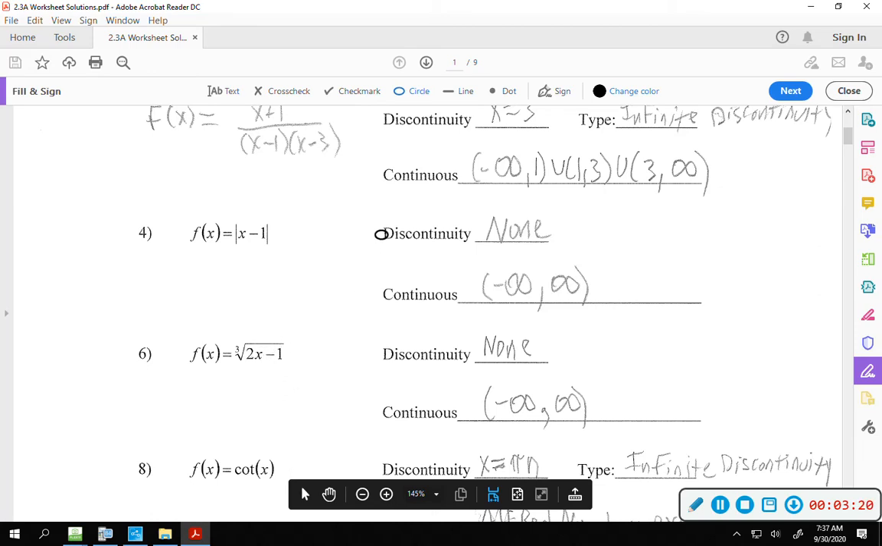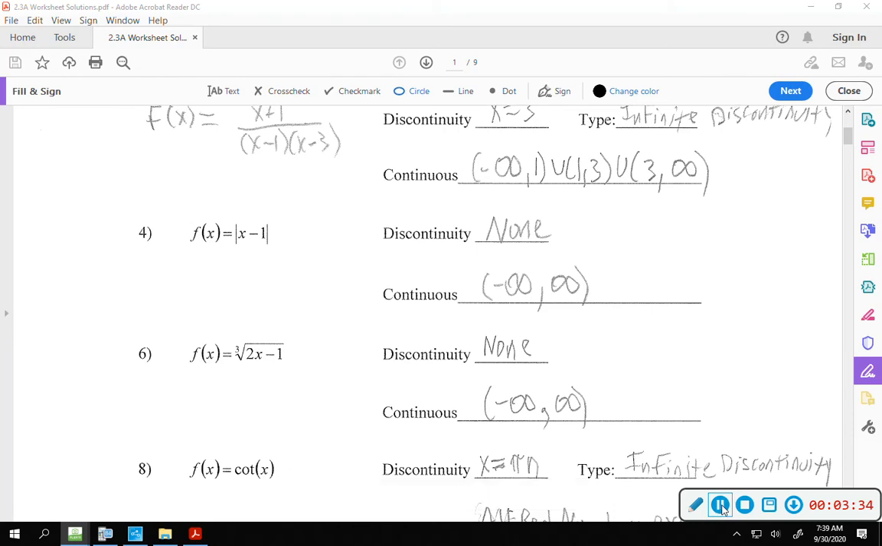I don't know why they created so many in the book where it was continuous everywhere, but I will tell you both of these functions are going to have what we call differentiability issues in Chapter 3. So number 8 on this particular worksheet is probably the hardest to write. Okay?